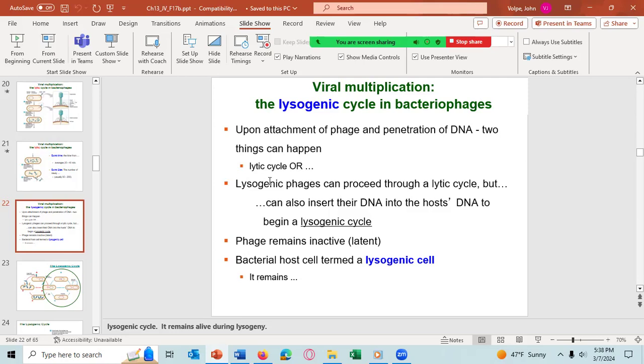The other thing that can happen is the lysogenic virus can continue the lysogenic life cycle by having the DNA of the virus integrate into the host cell's DNA, starting the lysogenic life cycle. While the lysogenic life cycle continues, the bacteriophage will remain inactive, latent. It will not enter the lytic life cycle. And how that happens is there's a repressor gene that shuts down the lytic life cycle and therefore continues the lysogenic life cycle. The bacteria host cell is termed a lysogenic cell, and the two remain alive with the virus inside the host cell's DNA for as long as the lysogenic life cycle continues. Any question about that?